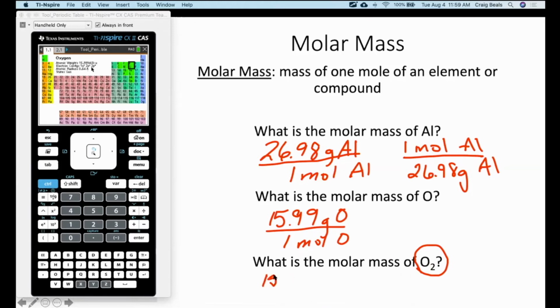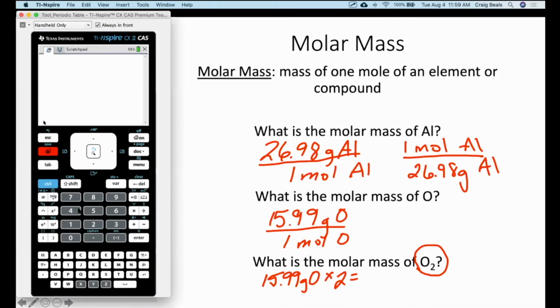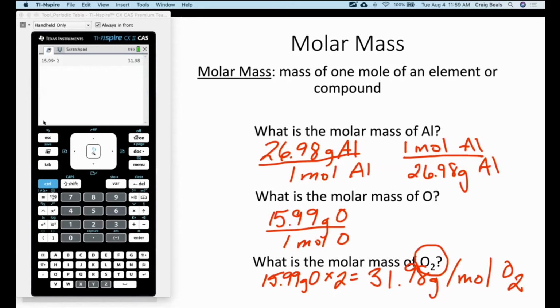We know that one of them was 15.99 grams of oxygen. If we have 2 of them, we just times it by 2. We come over to our calculator and we take 15.99 times 2. And we have the molar mass of O2, 31.98 grams per mole of O2. So there's molar mass. We got to take that a little bit further to understand the rest of the mole.